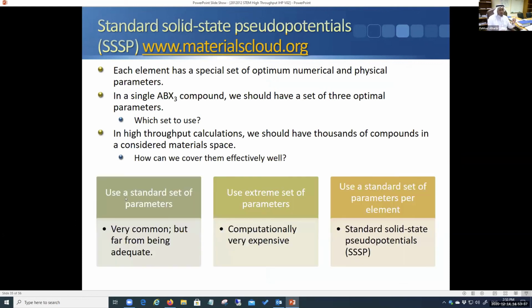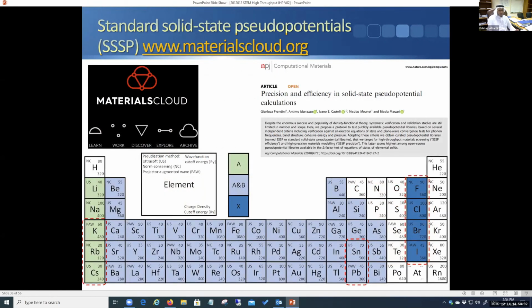There are 3 possibilities. One, use a standard set of parameters, which unfortunately is very common. The second, use an extreme set of parameters, but that's computationally very expensive. The third, developed by the AFLOW team and put on Materials Cloud, is what we call the standard solid state pseudopotential. The idea is that for each element there is a set of possibilities: what is the best pseudopotential to use, what should be the cutoff for the wave function, and what should be the cutoff energy for the charge density calculations. We use this in our calculations.